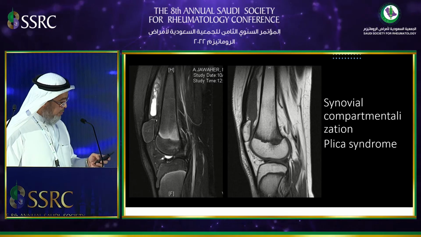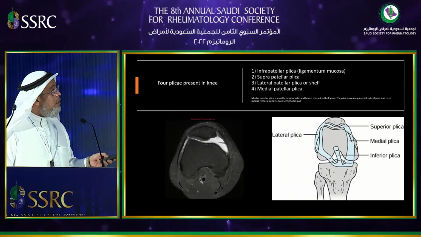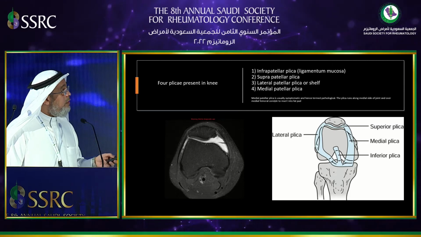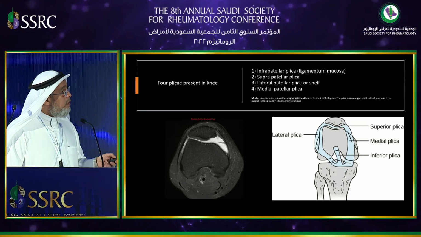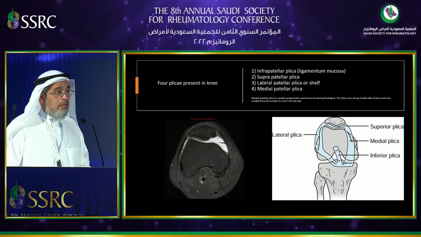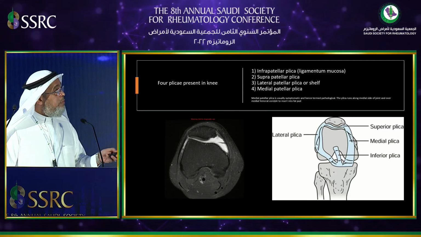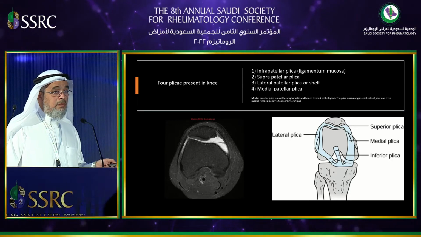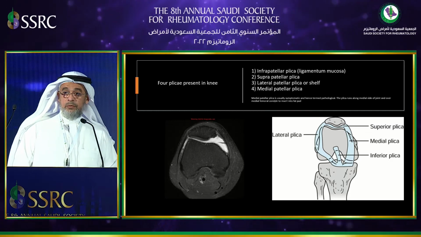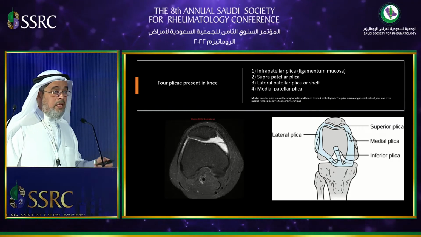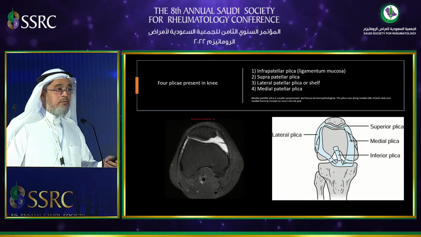We have other plicae, which are the infrapatellar plica, the suprapatellar plica, the lateral plica, and the medial plica. All of these are asymptomatic except the medial one. The medial plica is the one which is really symptomatic, and most of the patients come with pain in the medial aspect of the anterior knee.